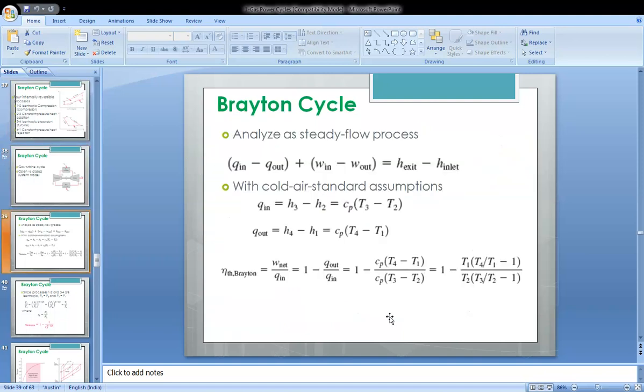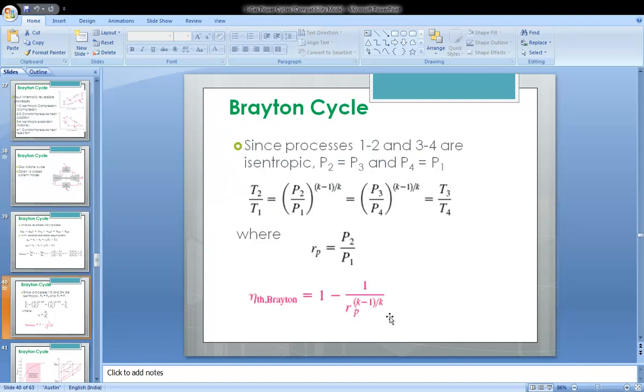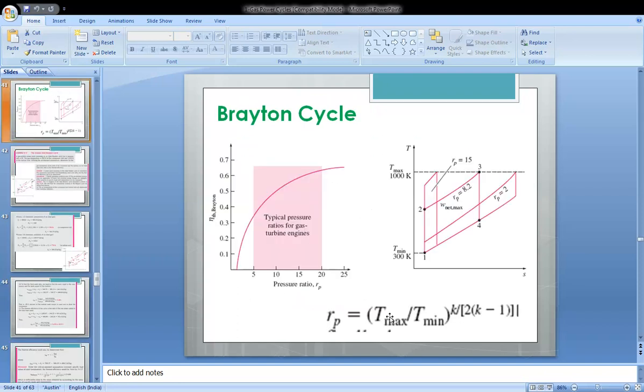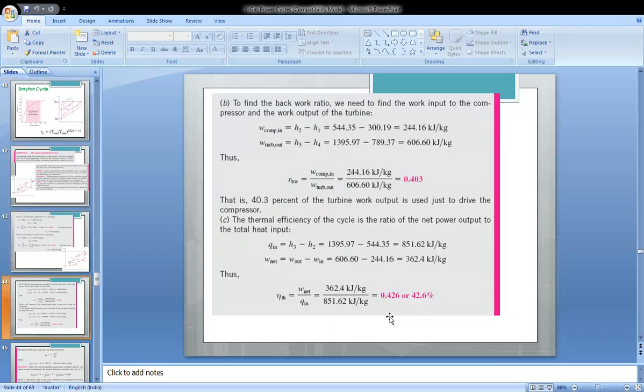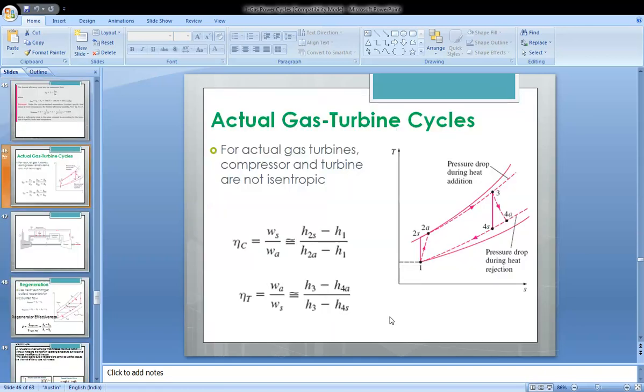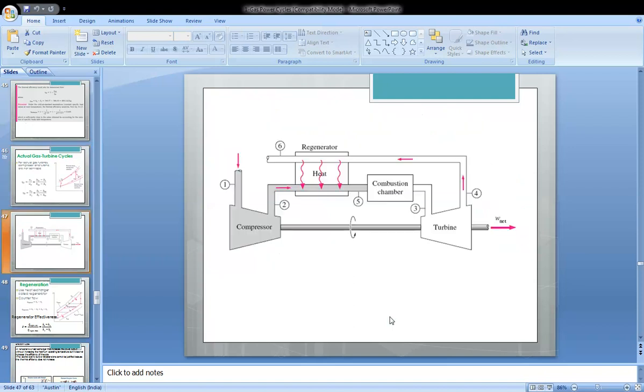This is the expression for the efficiency of the Brayton cycle based on the temperature limits, finally in terms of the compression ratios and the proportionality constant. And finally, the actual gas turbine cycle works based on this only.